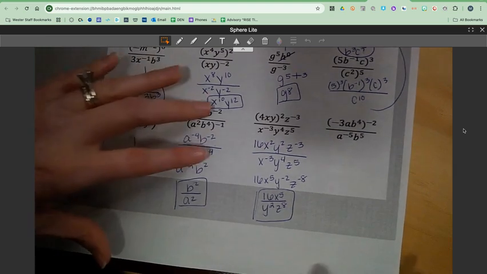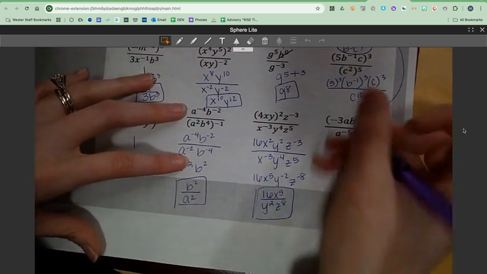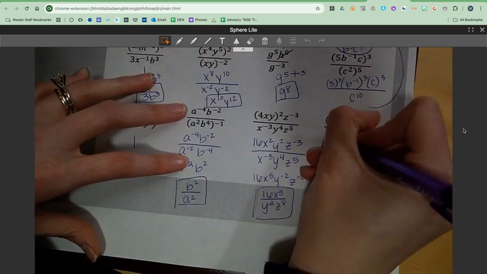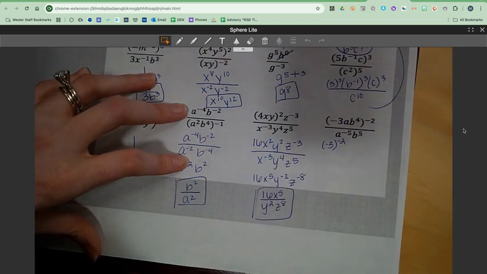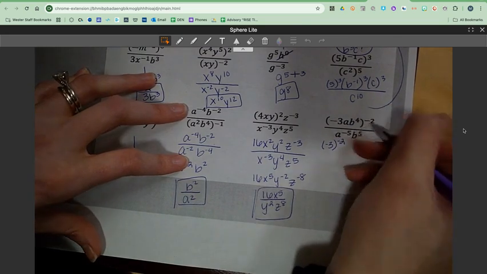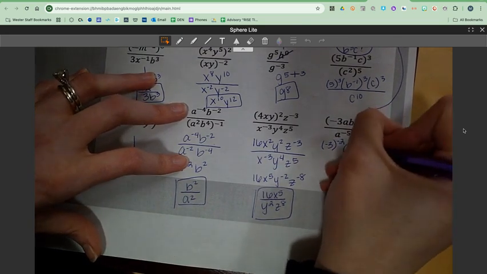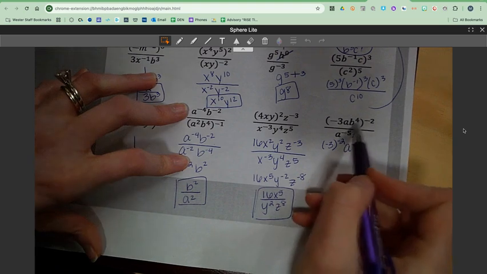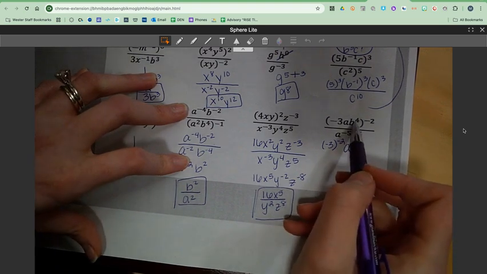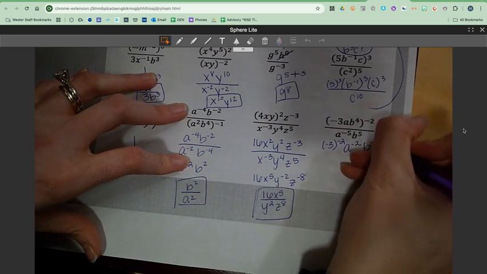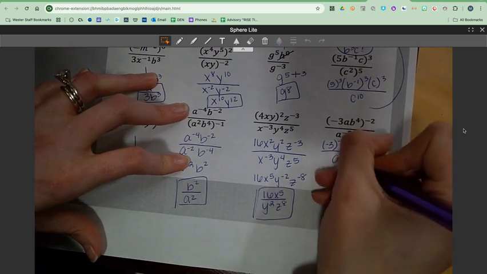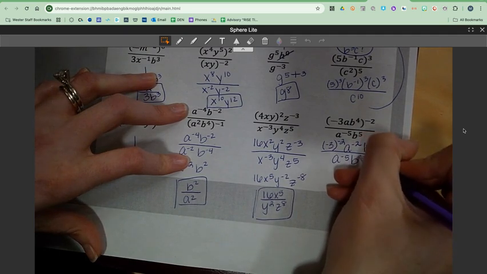All right, last one, we're going to distribute this exponent of negative 2. So I'm going to keep my negative 3 in parentheses because it started in parentheses. So I have negative 3 to the power of negative 2. A is getting an exponent of negative 2 because I'm distributing it out. B, an exponent raised to an exponent. Well, this has a power of negative 4, so I'm going to multiply by negative 2. This is going to become negative 8 divided by a to the negative 5th, b to the 5th.